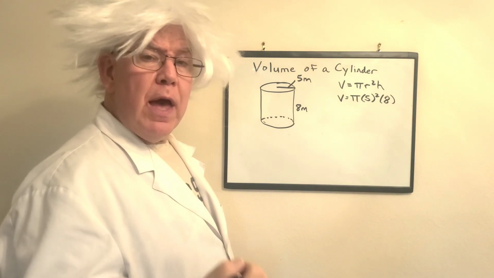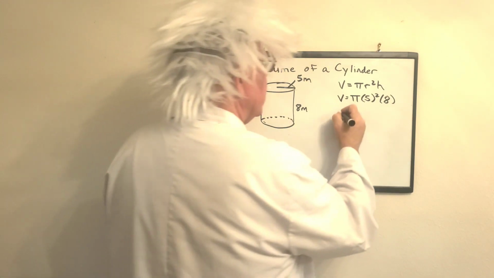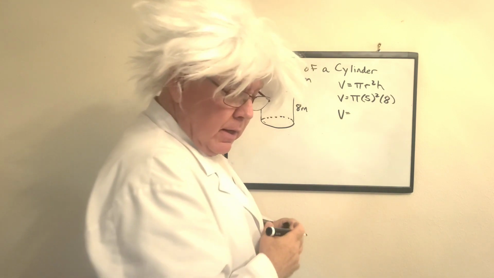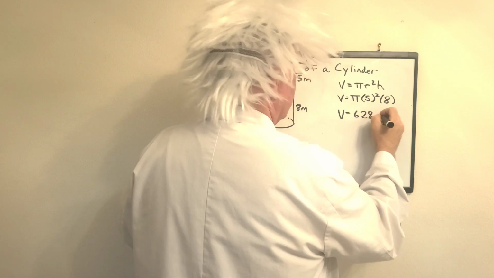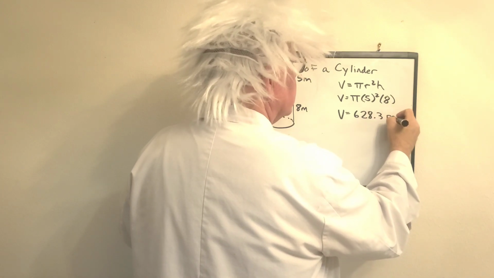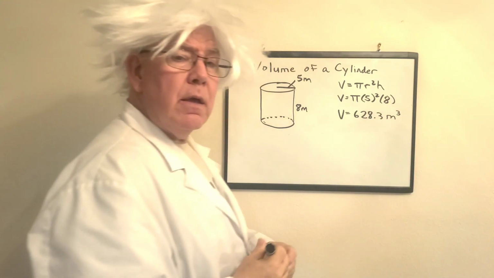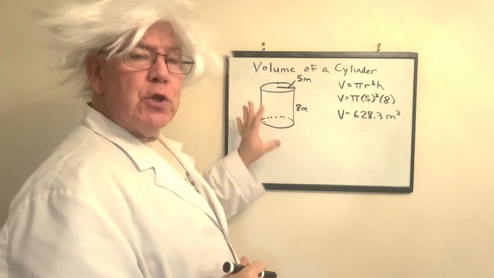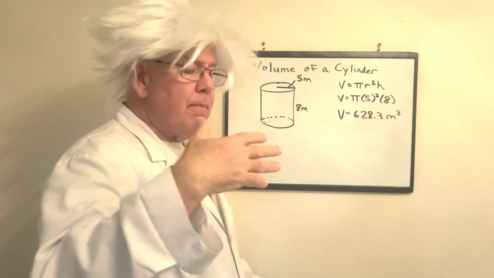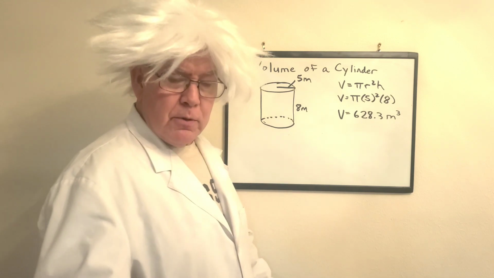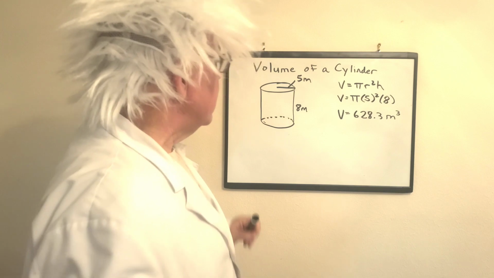So once you do that and you plug it in and you hit enter, you get 628.3 meters cubed. So this is basically just a real simple application. So I'm going to give you some idea of how to do diameter to radius, and then we're going to do another problem.